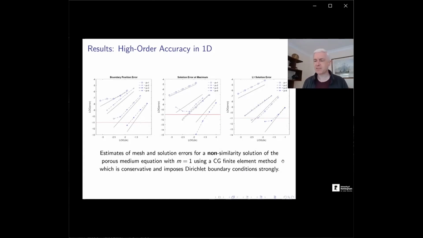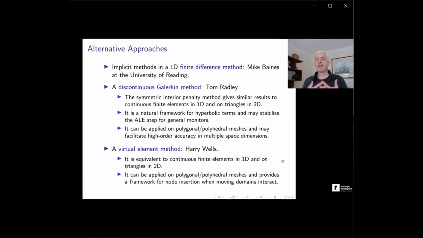Now this is just in one dimension. There is other work going on moving into higher dimensions and also improving these methods, but in particular we moved on from a finite element framework in the Baines and Jimack work. Tom Radley worked on the discontinuous Galerkin approach. Harry Wells has been working on a virtual element approach to look particularly at improving the robustness in higher dimensions.